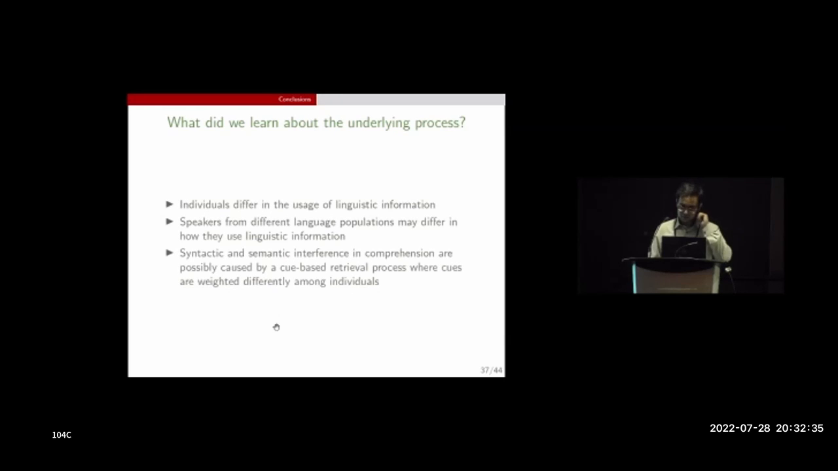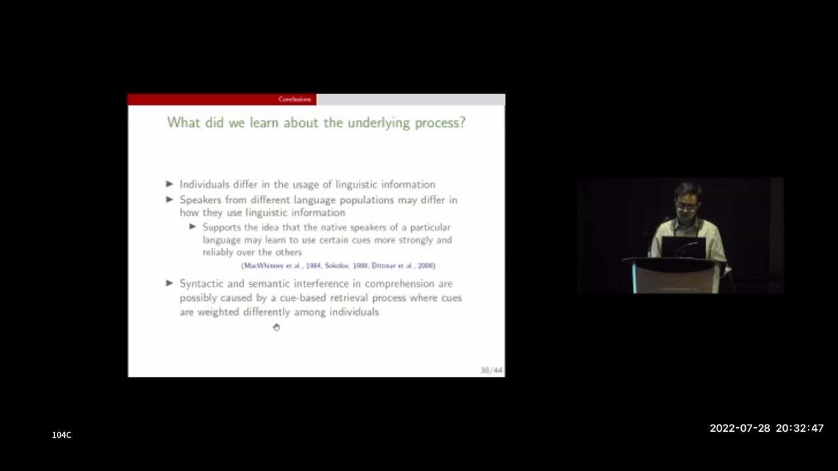So what did we learn about the underlying process from this study? Well, first, individuals may differ in the uses of linguistic information. Second, speakers from different language populations may differ in how they use linguistic information. And it supports the idea that native speakers of a language may learn to use certain cues more strongly and reliably over the others. And this idea has some support in previous literature. Finally, the syntactic and semantic interference in comprehension are possibly caused by a Q-based retrieval process where cues are weighted differently among individuals.